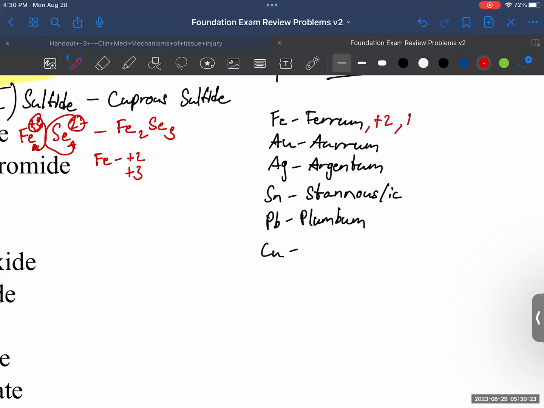Iron can either be +2 or +3. Gold, don't worry about that one. Silver, as we said, +1. Tin can either be +2 or +4. Same with lead, +2 or +4. Copper can either be +2 or +1. I think that's it. Yeah, this is pretty much all the possible things you'll see on the exam.